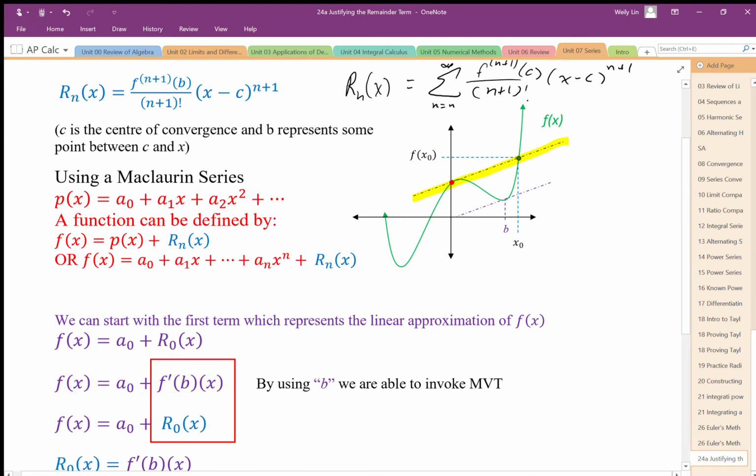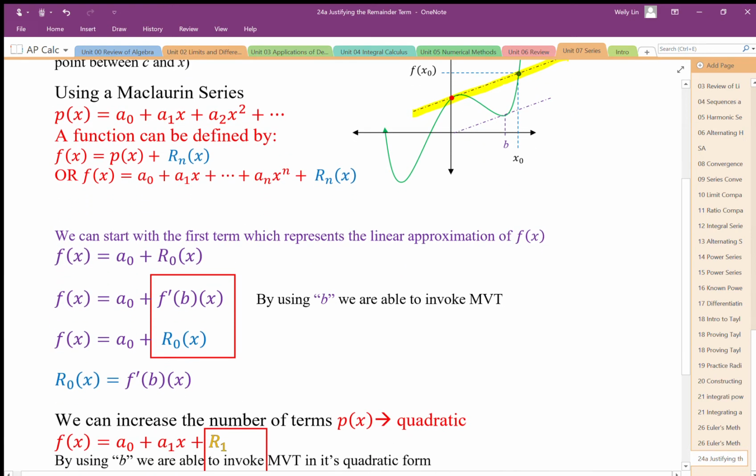So what we can then say is that by using the b value, we can invoke the mean value theorem. We know that there is a point somewhere in there that's going to give us the exact slope. So we're not going to estimate with some tangent slope like that. We're going to say we can get to the exact value of the solution by knowing that there is some point in between the center and the point we're estimating. Because it's smooth and continuous, we know that there is a point somewhere in there that will give us a tangent slope, and we'll use that tangent slope to calculate the exact value of the function. And that exact value represents the error term.